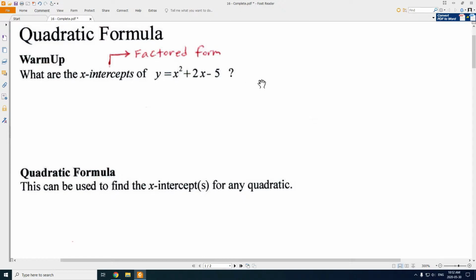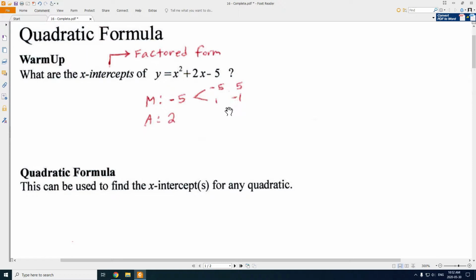There's no a value, so I think we would just look for numbers that multiply to -5, the last number, and add to the middle number, 2. Right, basic factoring with no a value: numbers that multiply to the last one, add to the middle one. All right, numbers that multiply to -5: -5 and 1, 5 and -1. And that's all of them that I can think of. There aren't any other nice numbers. I want to choose the ones that add to 2.